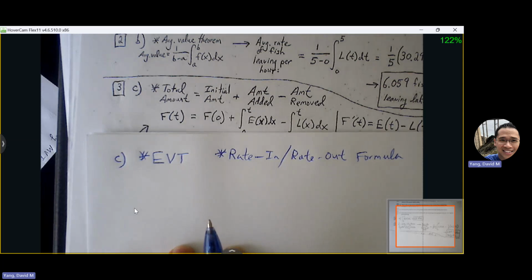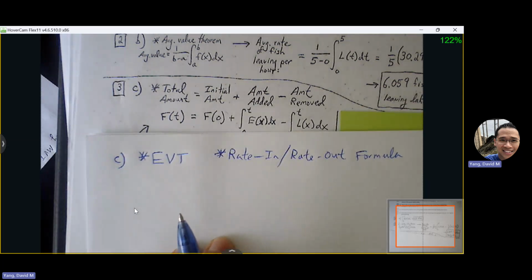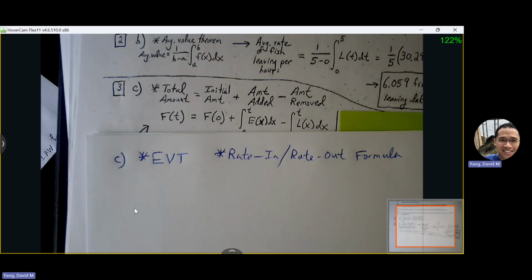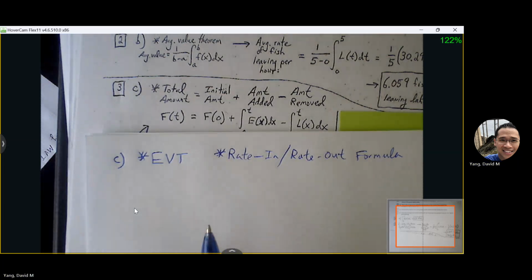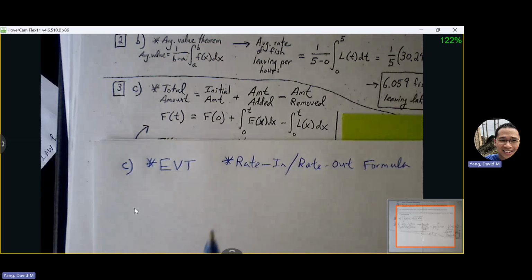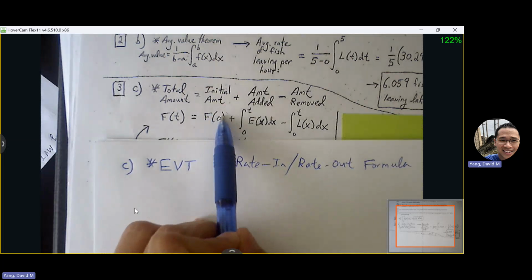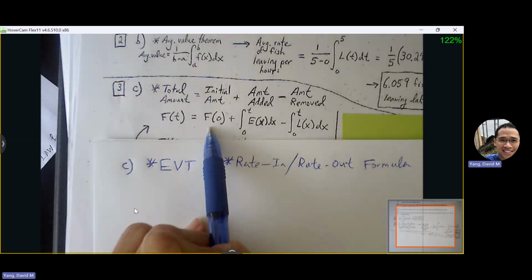So I'm going to use f of t to represent the number of fish in the lake at any moment in time. So f of t is equal to f of 0. We're not always going to say f of 0, but the reason we say f of 0 here is because that's what they give us. They give us that data. So that's going to be our given or our initial amount.